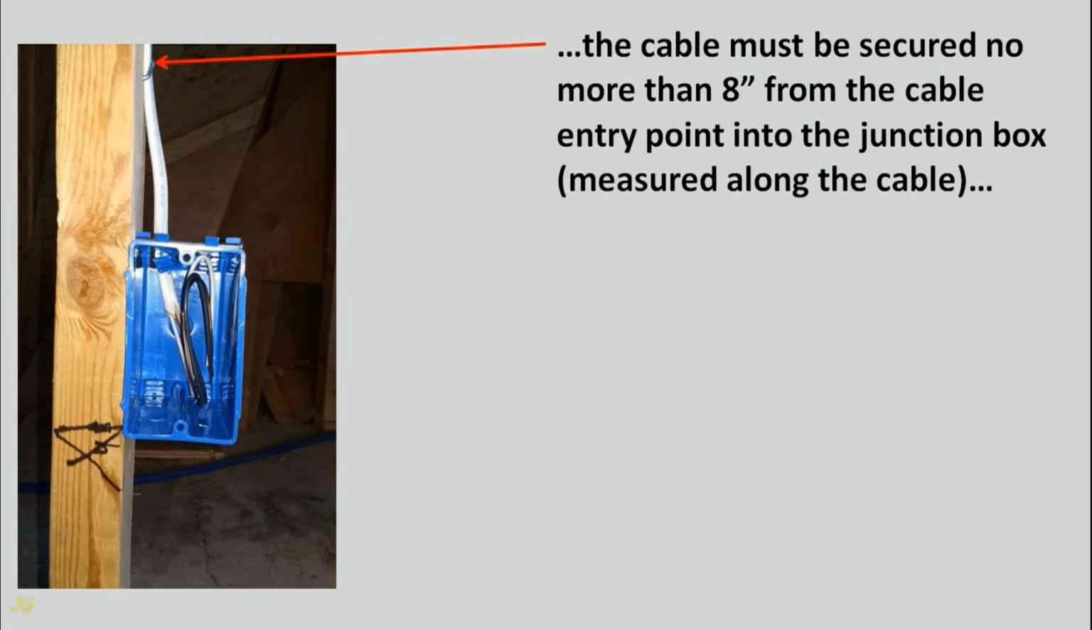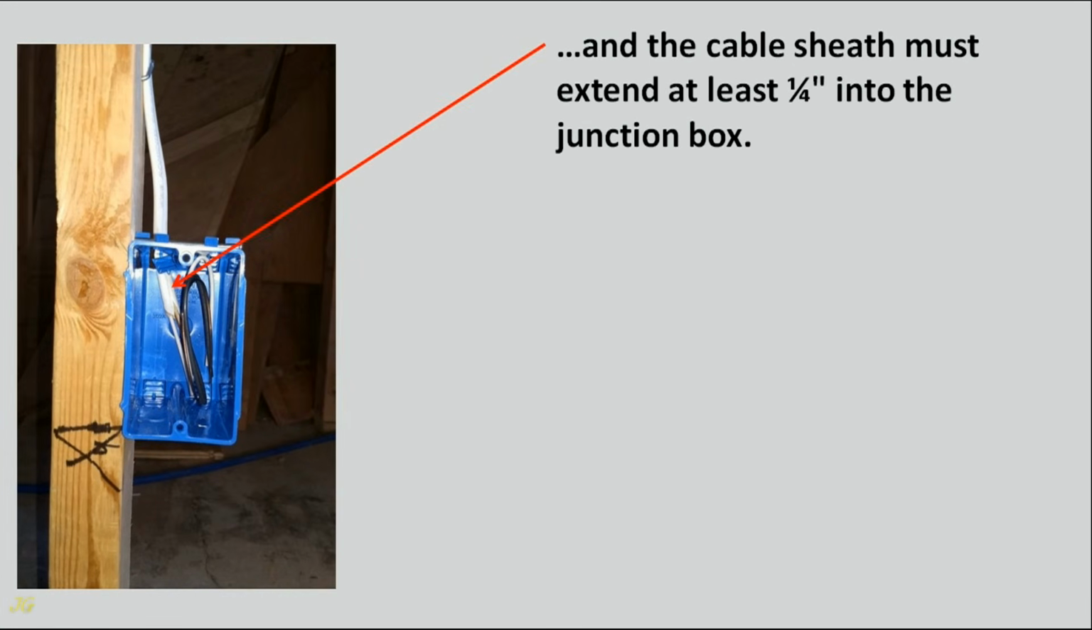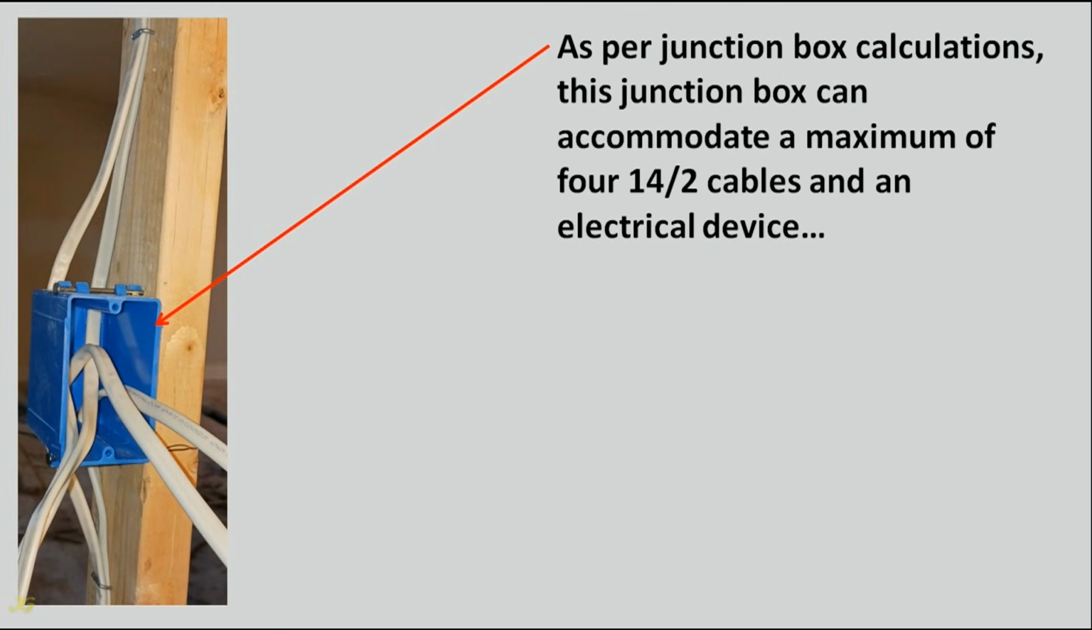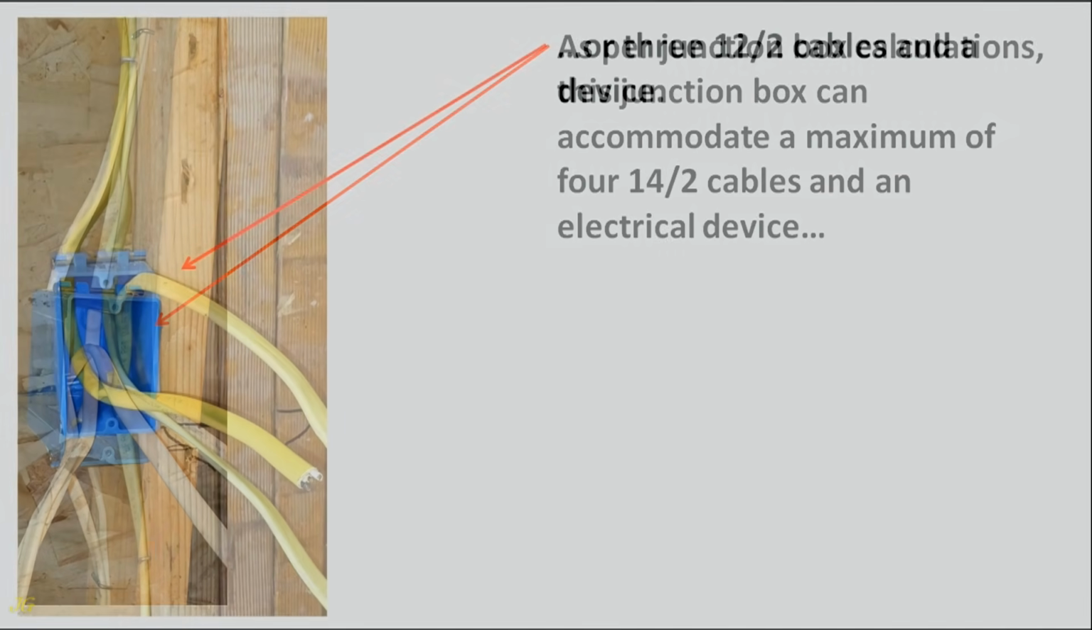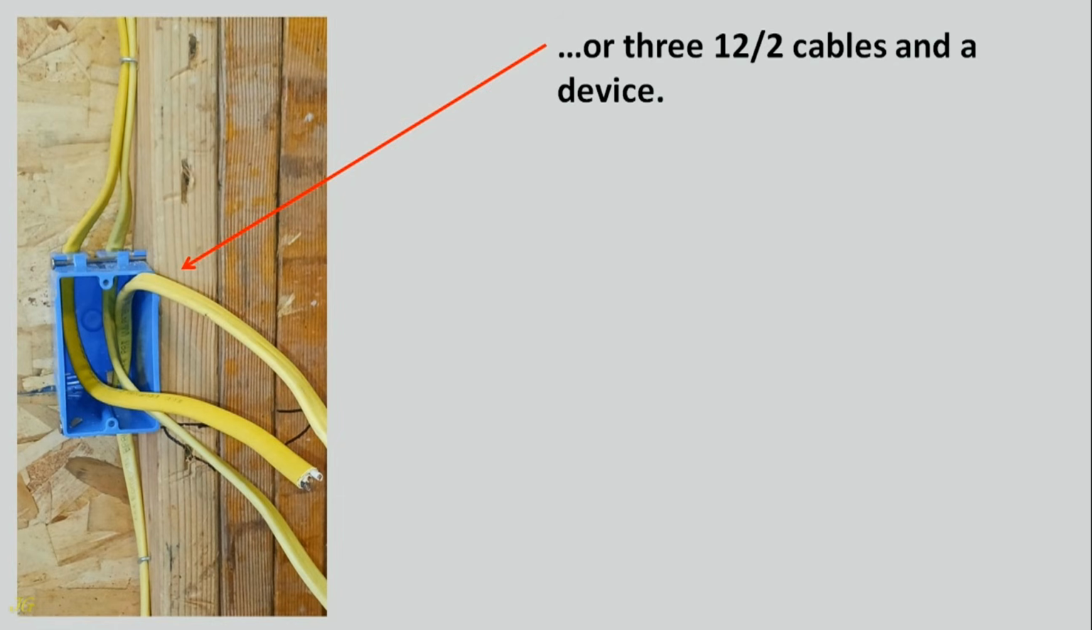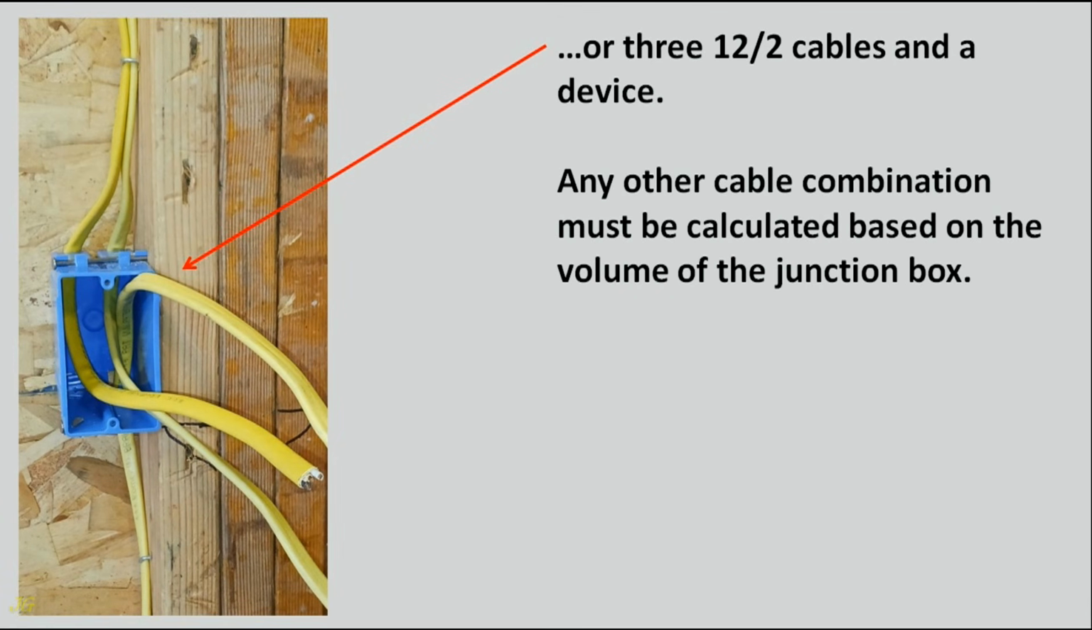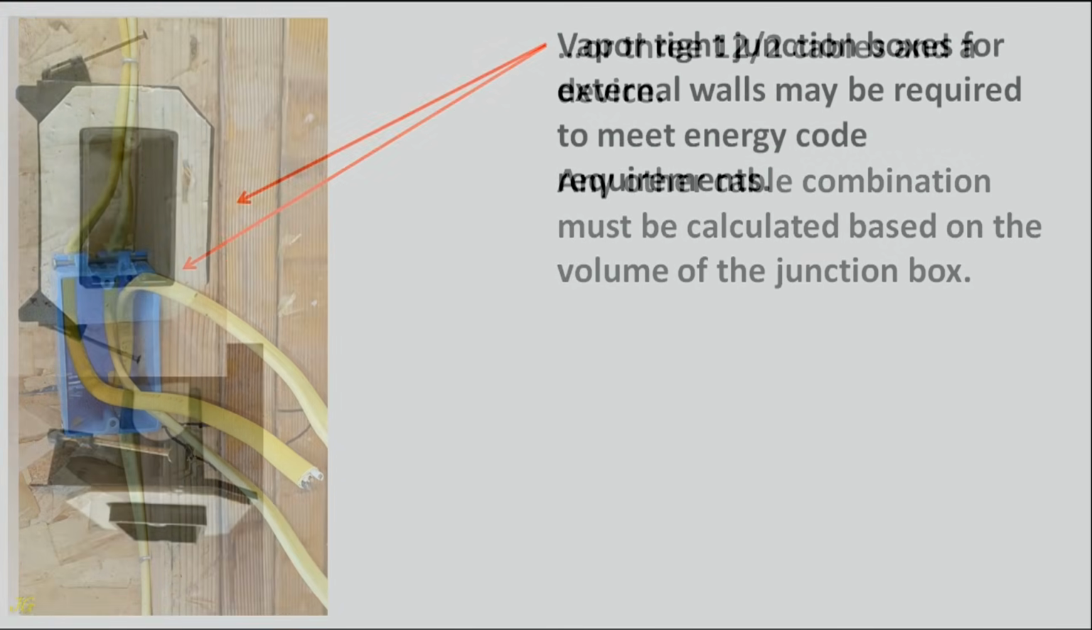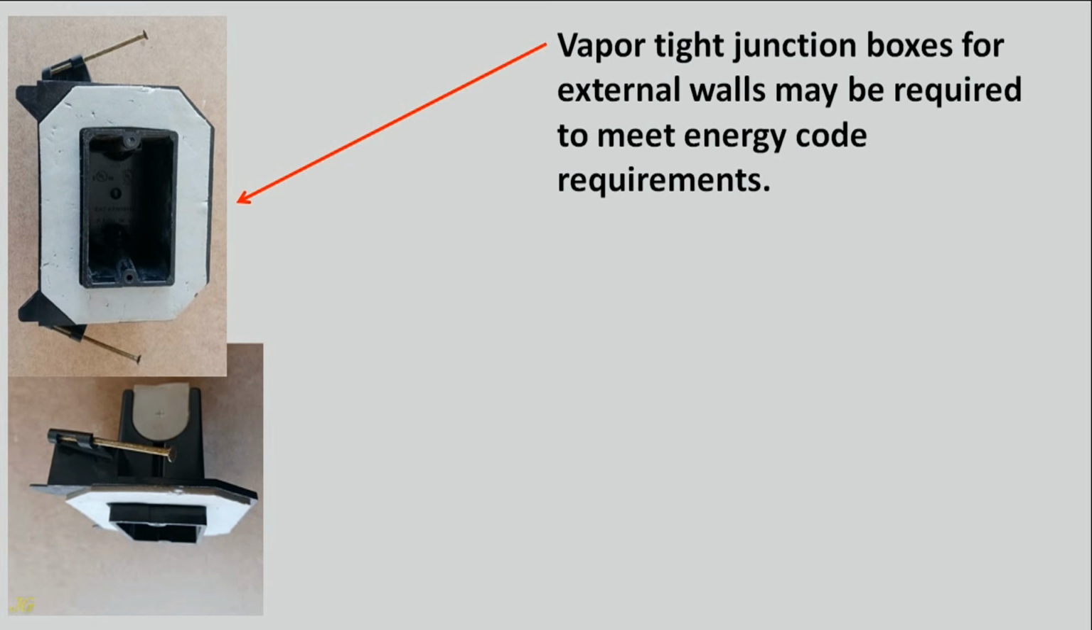The cable must be secured no more than 8 inches from the cable entry point into the junction box, measured along the cable. And the cable sheath must extend at least 1/4 inch into the junction box. As per junction box calculations, this junction box can accommodate a maximum of 4 14/2 cables and an electrical device, or 3 12/2 cables and a device. Any other cable combination must be calculated based on the volume of the junction box. Vapor-tight junction boxes for external walls may be required to meet energy code requirements.